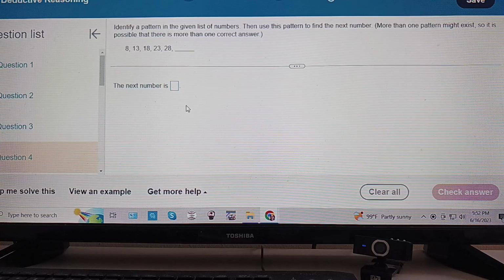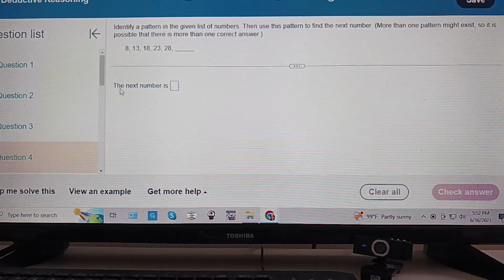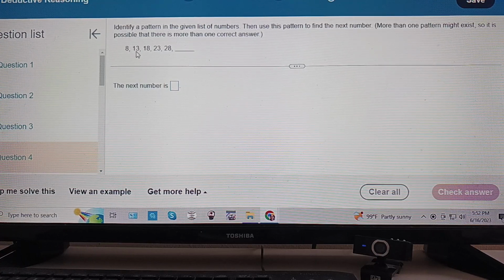Okay, so we had 3 of those in the homework. They're jumping to a new topic now. They got a pattern going on, 8, 13, 18, 23, 28, and the goal is to find the next number. Identify a pattern in the given list of numbers, then use this pattern to find the next number. More than one pattern might exist, so it is possible there's more than one correct answer.